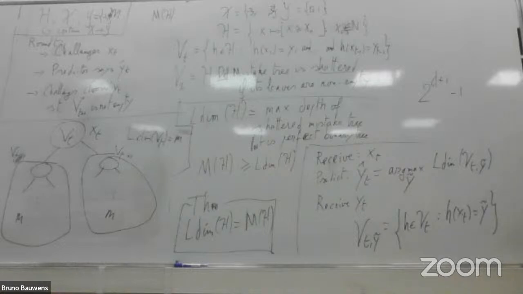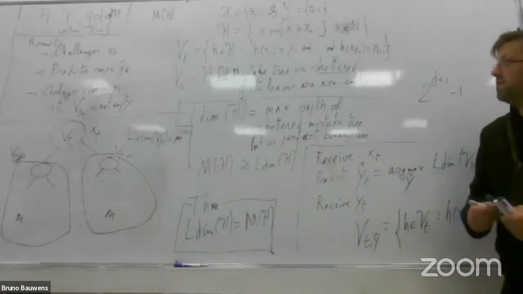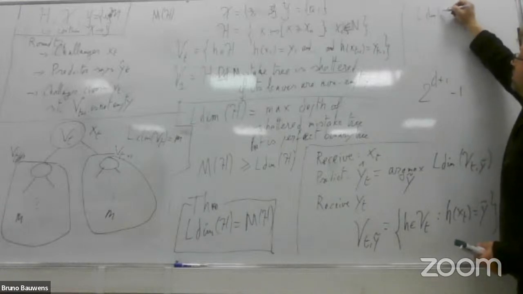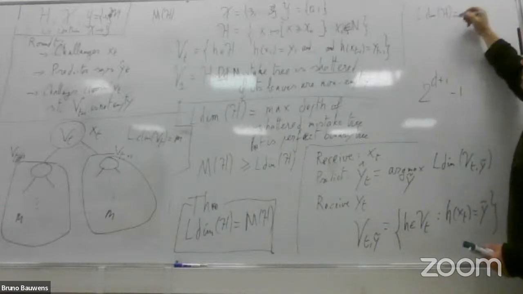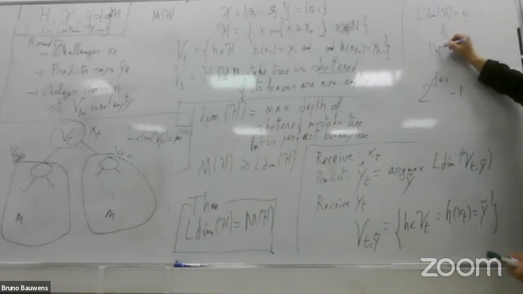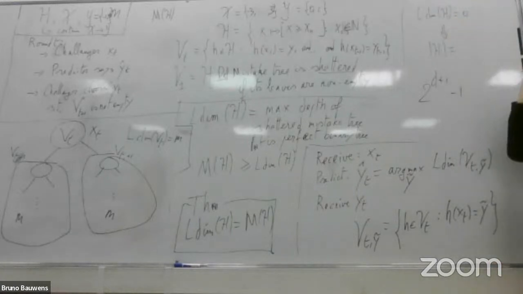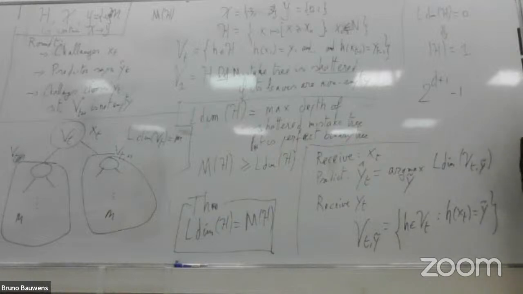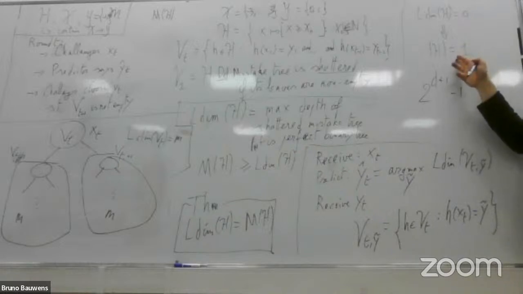And now there is an interesting question. What is the maximal number of classifiers? So I claim that if the Littlestone dimension of H is equal to 0, then the size of H is equal to 1. Equal to 1, yes. So then we know that we can predict all inputs. But why is it true?